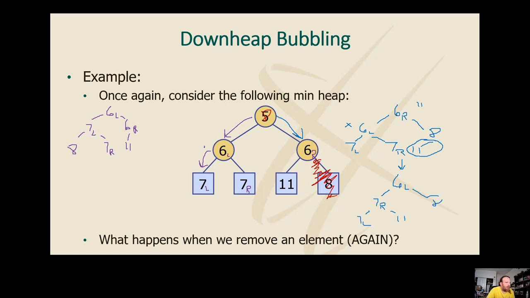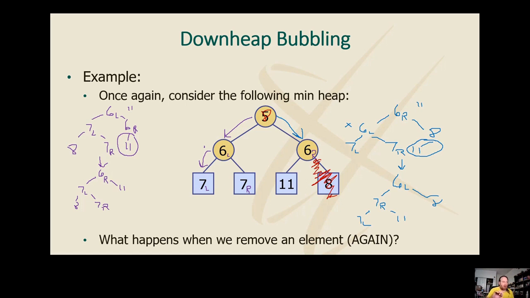If we did left the first time, right? Okay, same thing. This guy comes to the top. 6L gets removed. Well, what happens? Well, we come up here. 11 comes up here. 6 is less than 7, so 6R comes to the top. 11 comes here. 7L stays. 8 and 7R stay where they are.